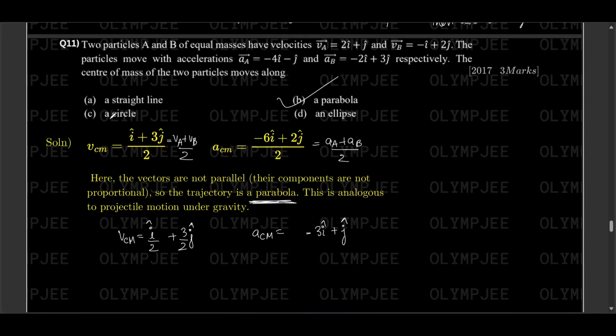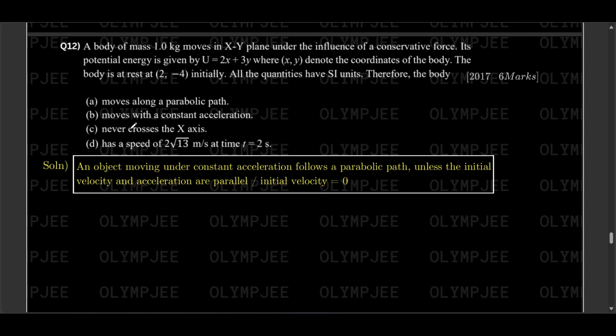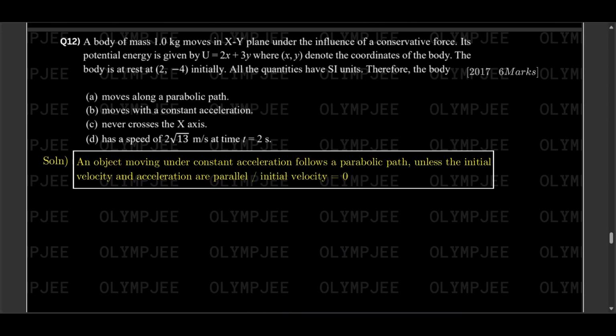So this was a nice question. Another question based on the same concept is this: a body of mass 1 kg moves in the xy plane under the influence of a conservative force. Its potential energy is given by 2x plus 3y. The body is at rest at (2, -4) initially. The quantities have SI units. So let us see if it will move in a parabolic path.